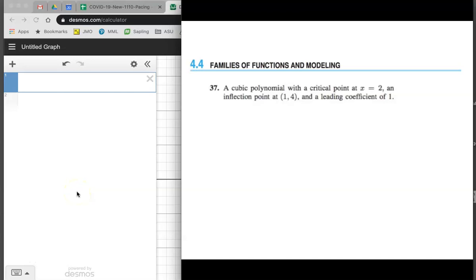Alright, in this video we look again at a family of functions problem and a modeling problem. Essentially what we're trying to do is to find a function f of x, and this function could have parameters. The goal is to find those parameters, and we would like to achieve a certain goal.